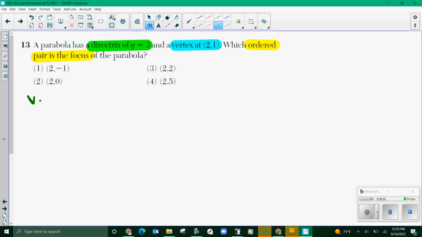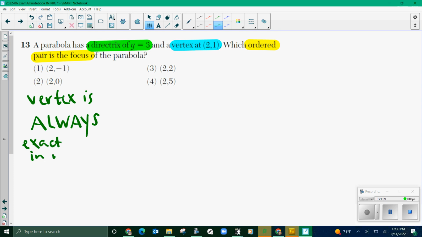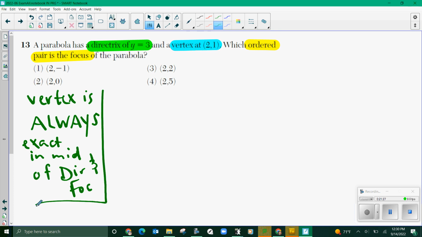The vertex is always, not sometimes, not most of the time, not rarely, but always exactly in the middle. I'm going to abbreviate some of these. Middle of the directrix and focus. If you know this, this problem becomes counting.